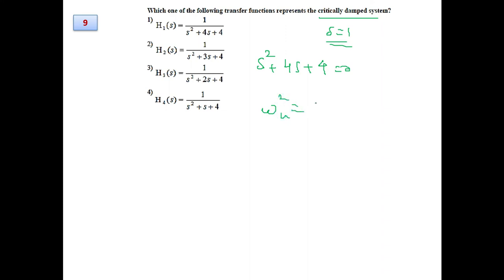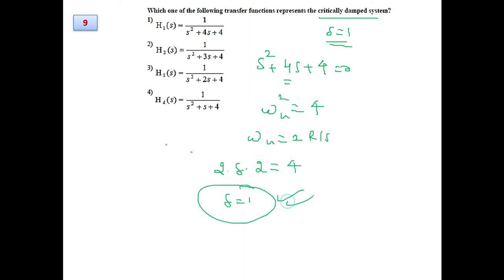So omega n square is equal to 4. You can find from here omega n is equal to 2 radian per second. And if you compare it with this standard equation and this value, so this omega n is 2, and if you put 4, here it comes out to be delta equal to 1. So from the given options, option number 1 is correct for question number 9.